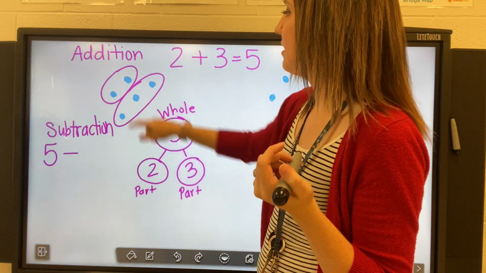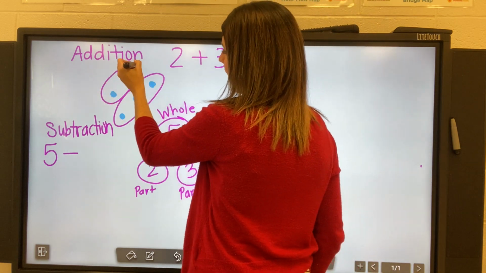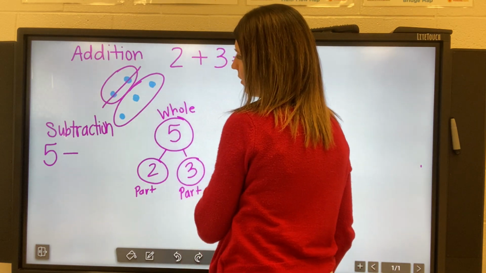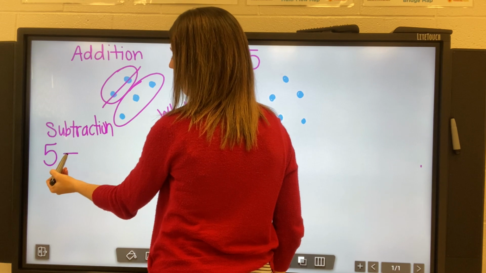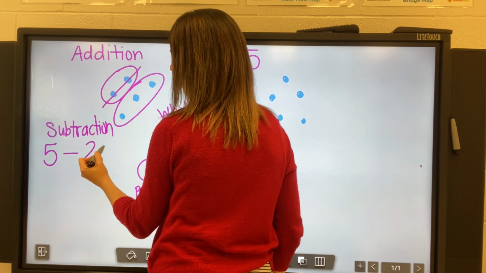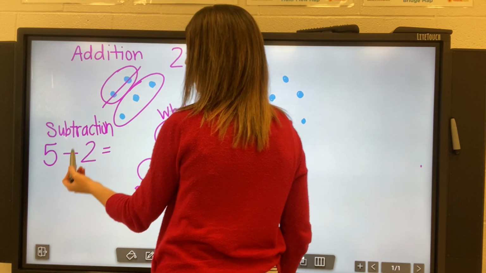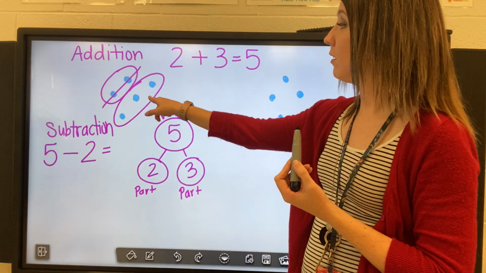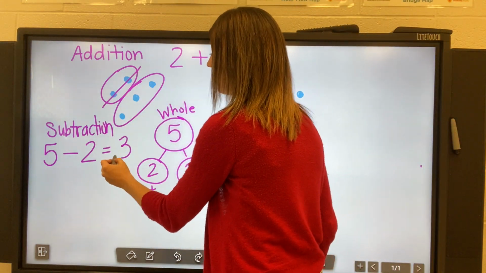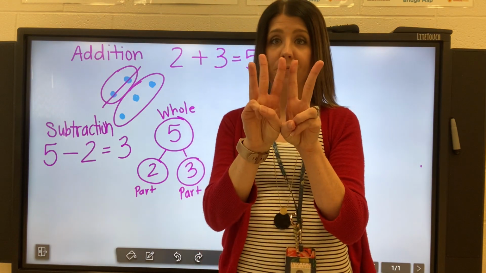So Mr. Minus sees this and he says, I see 5 dots. I want to take this part away. So he says, you have 5. I want to take away 2. And when you have 5 and you take away 2, what part is left? The 3 part is left. So we have our 2 and 3 together.